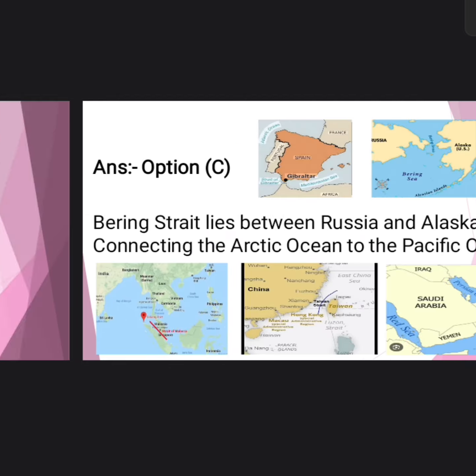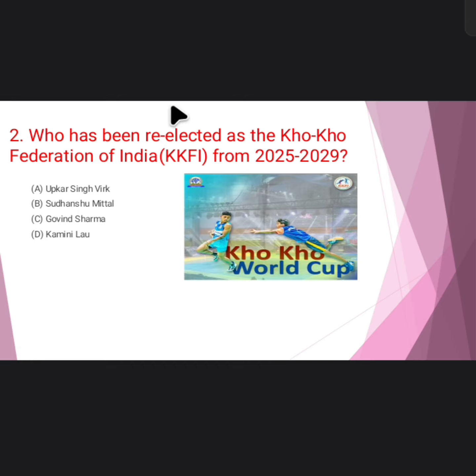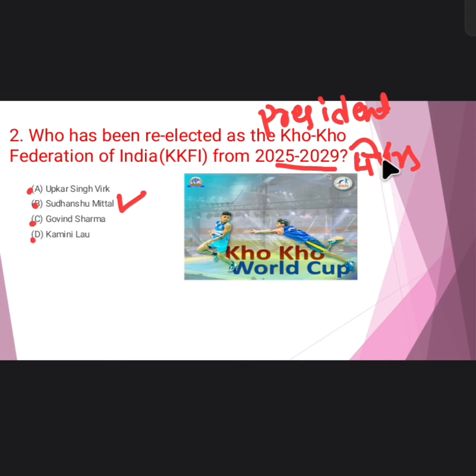And moving on to the next question, which is question number 2. Who has been re-elected as the President of Kho Kho Federation of India from 2025 to 2029? The options were Upkar Singh Virk, Sudhanshu Mittal, Govind Sharma. Option D, Kamini Lau. The correct answer for this question is Sudhanshu Mittal. Sudhanshu Mittal is re-elected as president of Kho Kho Federation of India for another 4 years, which is from 2025 to 2029.